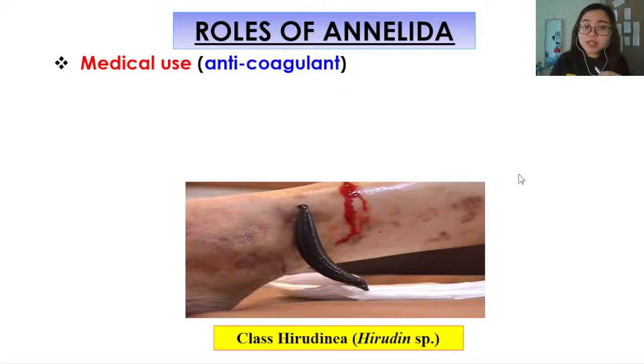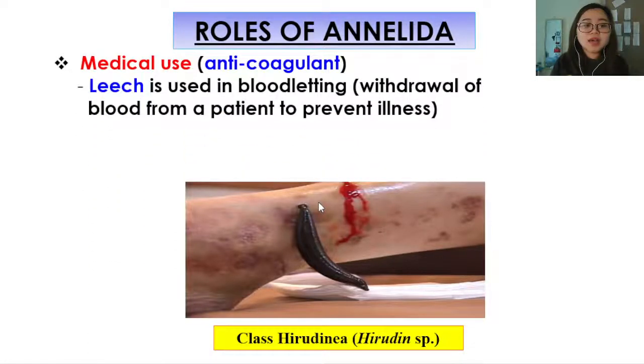First use of annelids that we like to talk about is usually their medical use and the anticoagulants. So kamu tengok diagram ni, kamu tengok gambar ni. Ini leech, pacat, or lintah. And it is clinging to somebody's leg. Leeches in history and in some parts of the world now is still used in bloodletting, which is people let the leech go on the body of the patient.